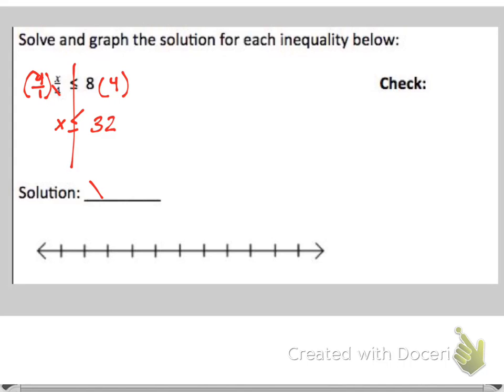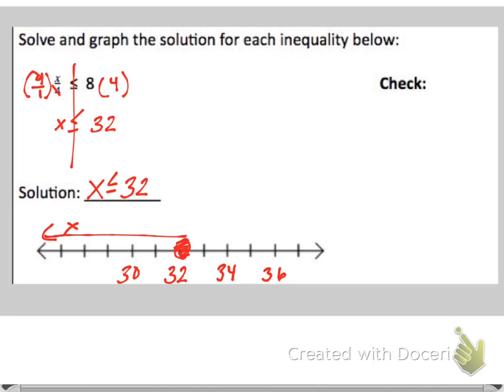Our solution is going to be x is less than or equal to 32. 32 is our boundary point, so that's what we're going to graph, 32. It is less than or equal to. Because it is equal to, we are going to fill in our circle. Let's put in some other values, 32, 34, 35, 36, 31, 30. X is less than, so we're talking about all of the values smaller than 32.